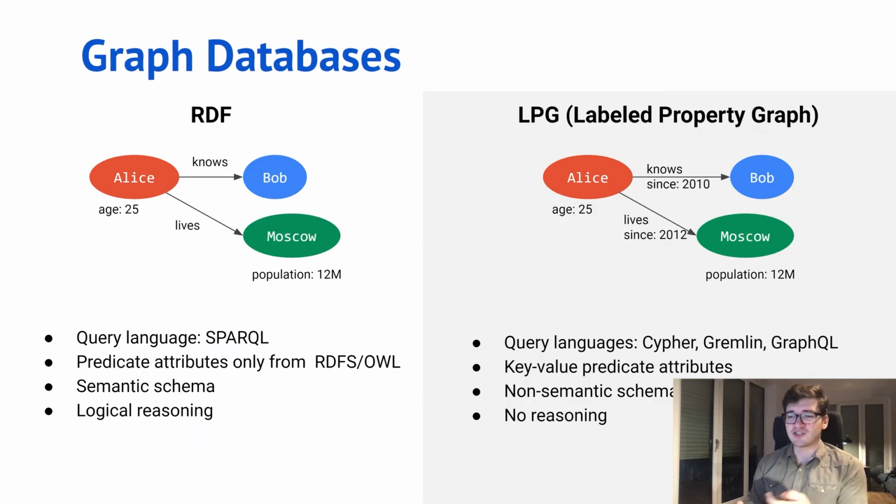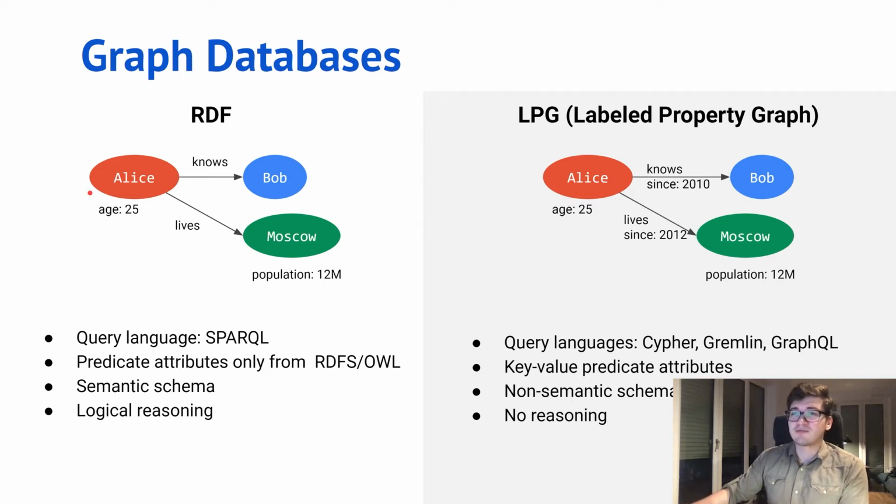So how do we actually store and query those graphs? For that we use graph databases, and there are 2 competing approaches for it. The first one is RDF graph databases, and the second one is label property graph databases. They both allow to store and query graphs, but there are some important differences.